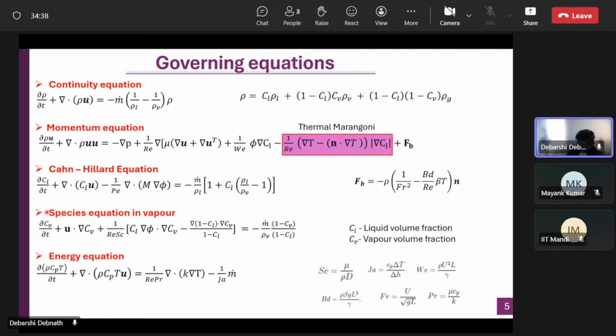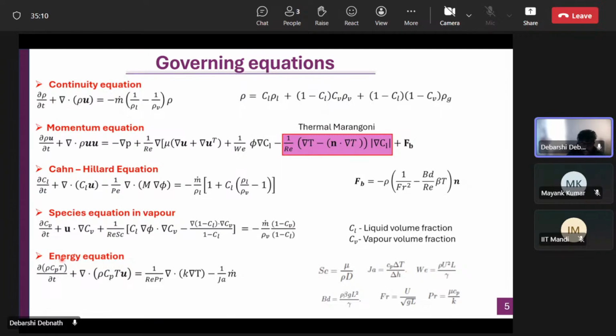Now we'll come to the vapor equation. It's very important here because of evaporation, now your vapor concentration is changing in the gaseous mixture. So this equation solves basically the advection diffusion of the vapor phase, the volume fraction of vapor, CV, and also the source term m dot.